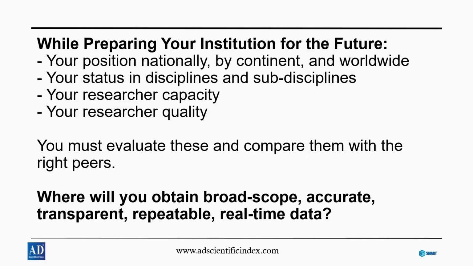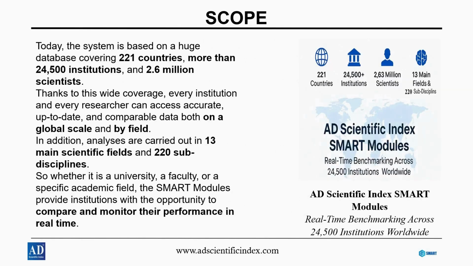While preparing your institution for the future, you need to understand your position nationally, across continents, and globally. You must know your standing in disciplines and sub-disciplines, as well as your researcher capacity and researcher quality. Evaluating these factors, and comparing them with the right peers, is essential. So the key question is, where will you obtain broad scope, accurate, transparent, repeatable, real-time data?